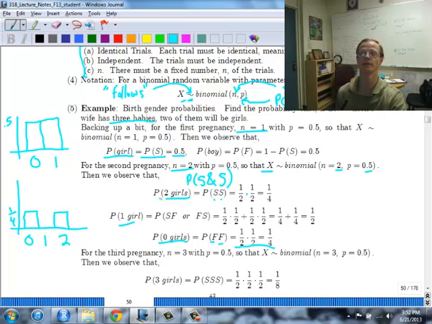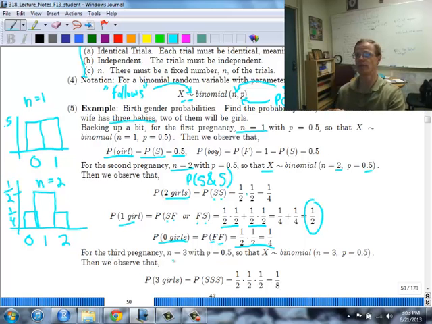The 1 girl case has a little wrinkle, because I could get girl, boy, or boy, girl. That gives me a quarter for girl first and a quarter for girl second, so a half total. So the probability is a half. That's my probability distribution for the n equals 2 case. This was the n equals 1 case. Awesome. Now, let's go to the n equals 3 case.